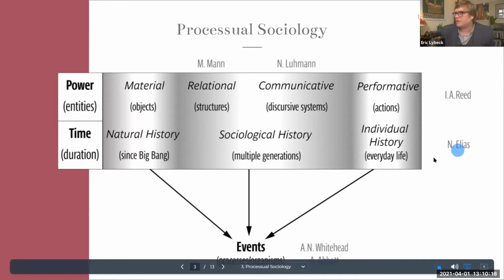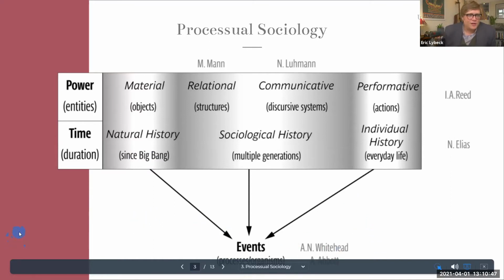Again, Norbert Elias distinguished in The Court Society natural history, sociological history, and individual history. These are essentially durations. Since the Big Bang, natural historical processes have been ongoing, and that's what leads to certain material reality, and also natural sciences, which is why it's a bit easier to do them than social sciences.